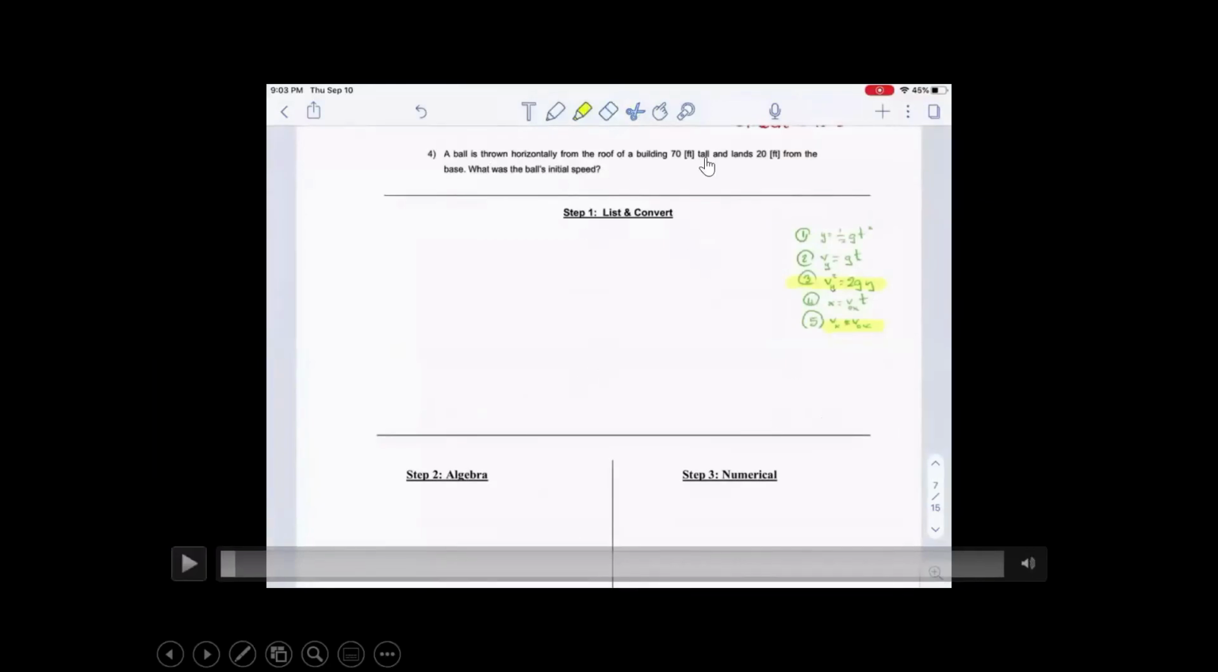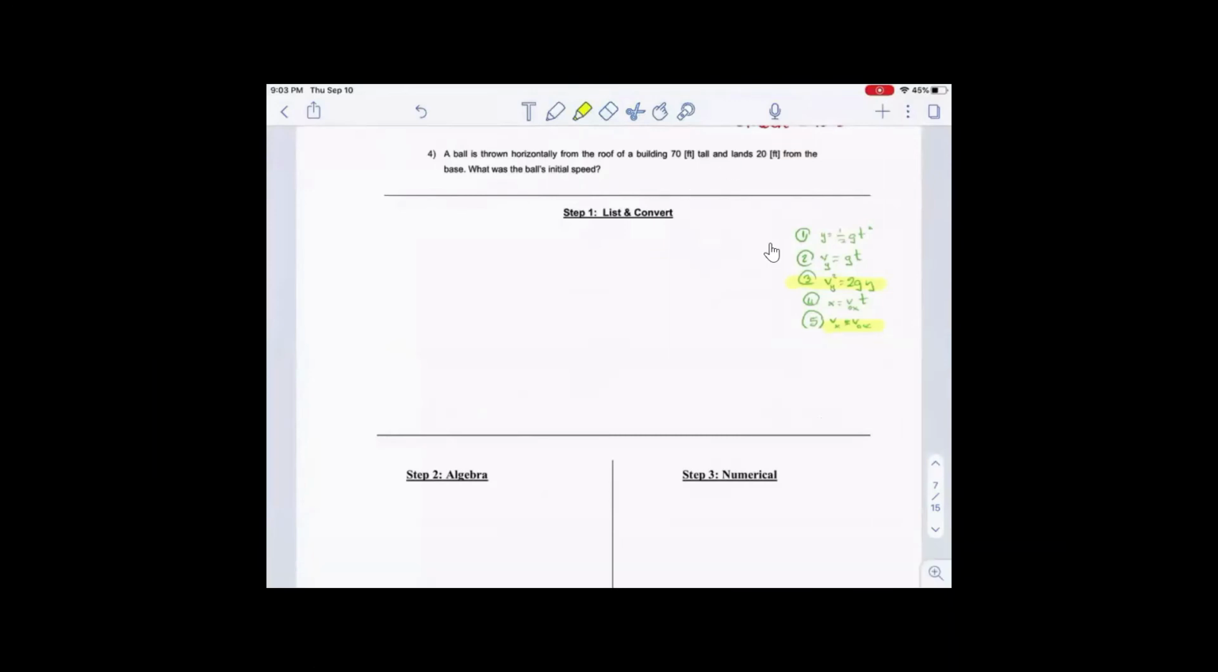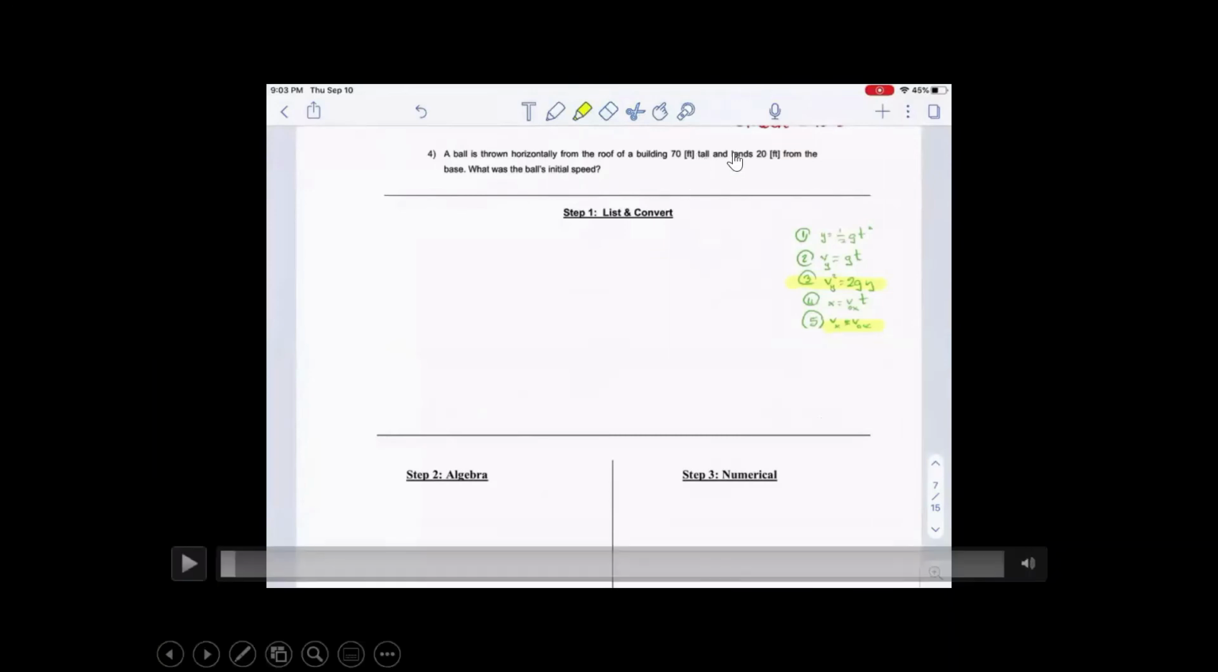Okay, so this problem number 4 involves you throwing a ball horizontally from the roof of a building. The building is 70 feet tall, and the ball is going to land 20 feet from the base of this building. The only thing I want to know is the initial speed of the ball. That's it.